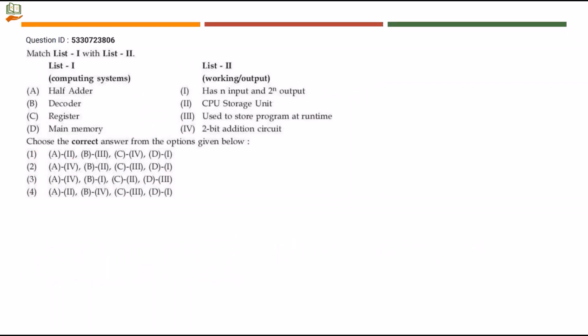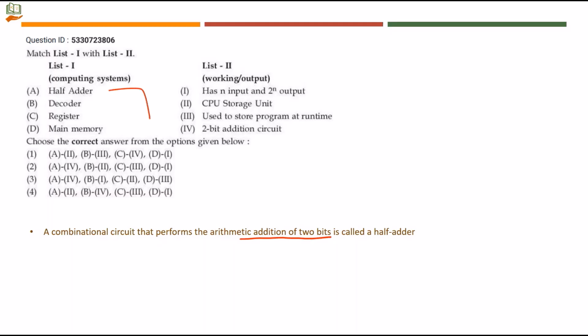Next question, match list 1 with list 2. List 1 has the computing systems and list 2 has either the working or the output. Half adder, decoder, register, main memory. A combinational circuit that performs the arithmetic addition of 2 bits is called a half adder. We get a clue here, arithmetic addition of 2 bits. So 2-bit addition circuit is the answer for half adder. A will be mapping to 4. A4 is available in 2 options here. We will rule out the other 2.